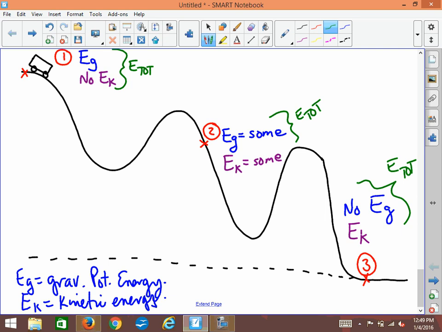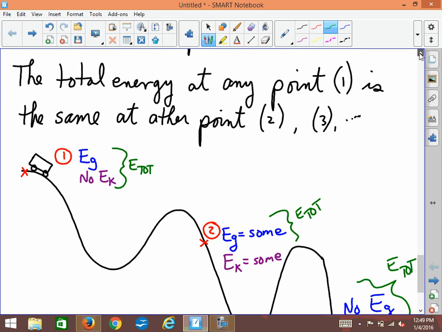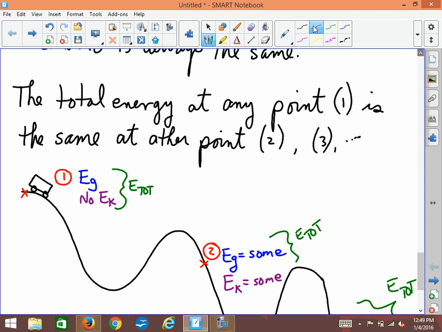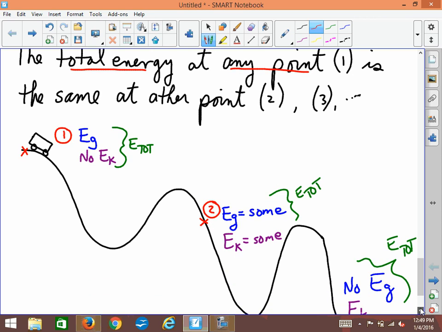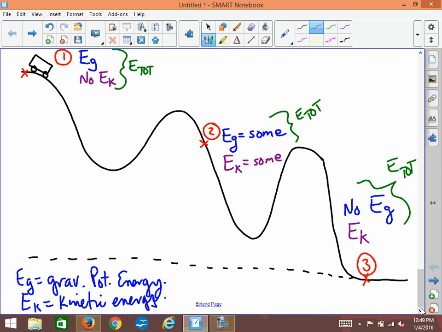And that's what this law of conservation of energy is trying to tell us. The total amount of energy at any point 1, 2, 3, or 4, 5, 7, 12, is always the same, even though the kinds of energy might be different. All right? So that's the law of conservation of energy.